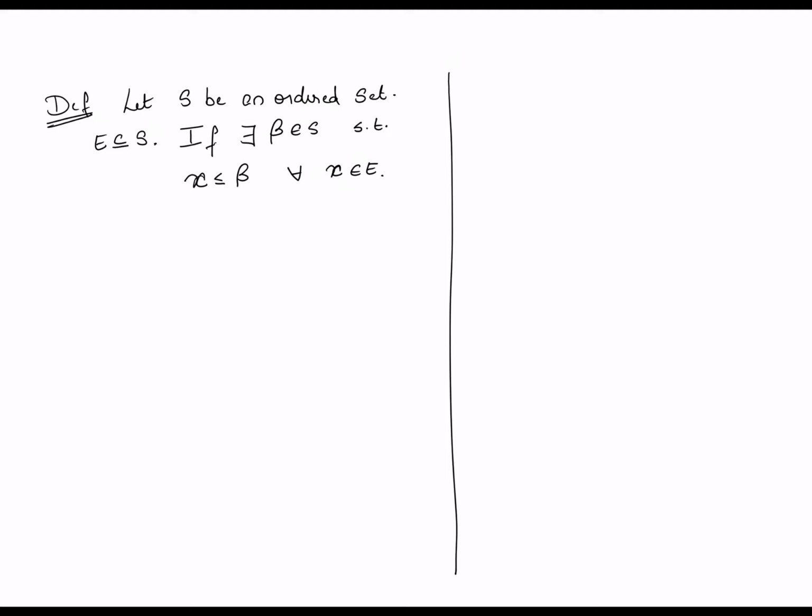Okay, so what have we said? We have an ordered set. We have a subset E of S. I'm saying suppose there exists an element beta in the set, in the mother set S, such that for every x in E, beta is in fact greater than or equal to x. Right? If this is true, we say that the set E is bounded from above.